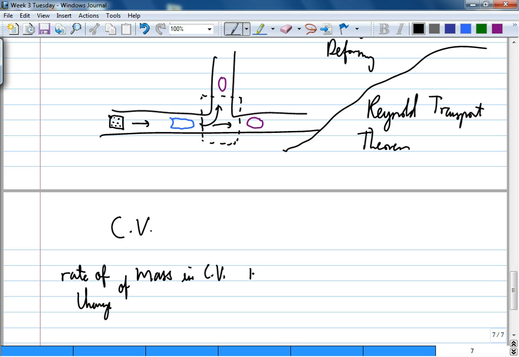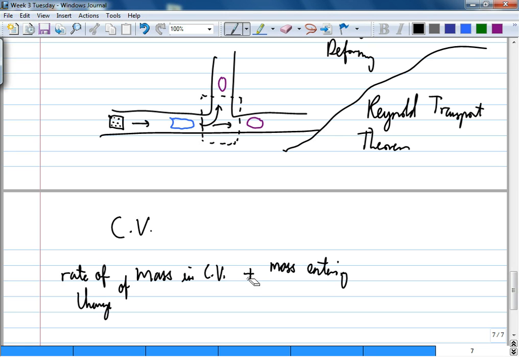So plus mass rate of change. If your rate of change is positive, it means your mass is increasing. If this one increases, positive, mass entering is positive. This is positive, it cannot be zero here.